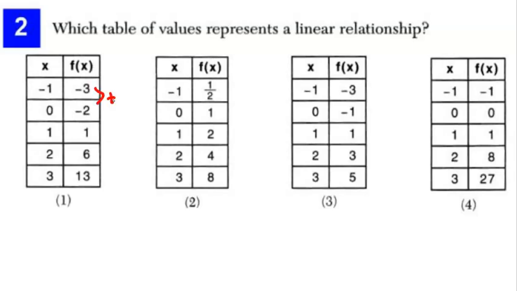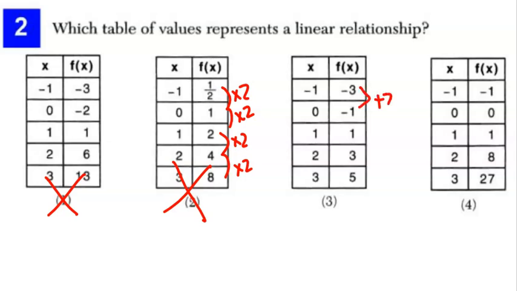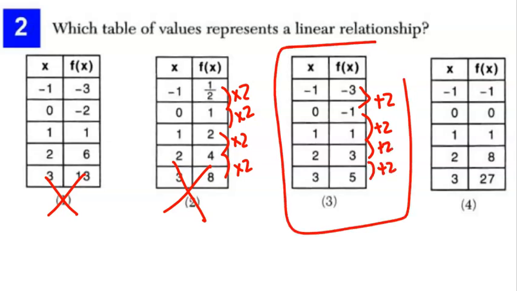So this looks like it has an increase of 1, but then it has an increase of 3. So this one is out. This one here looks like it's doubling. And then I check here as well. That's a constant ratio, so that would be exponential. Here we have an increase of 2, an increase of 2, an increase of 2, again an increase of 2, so this has a constant difference.